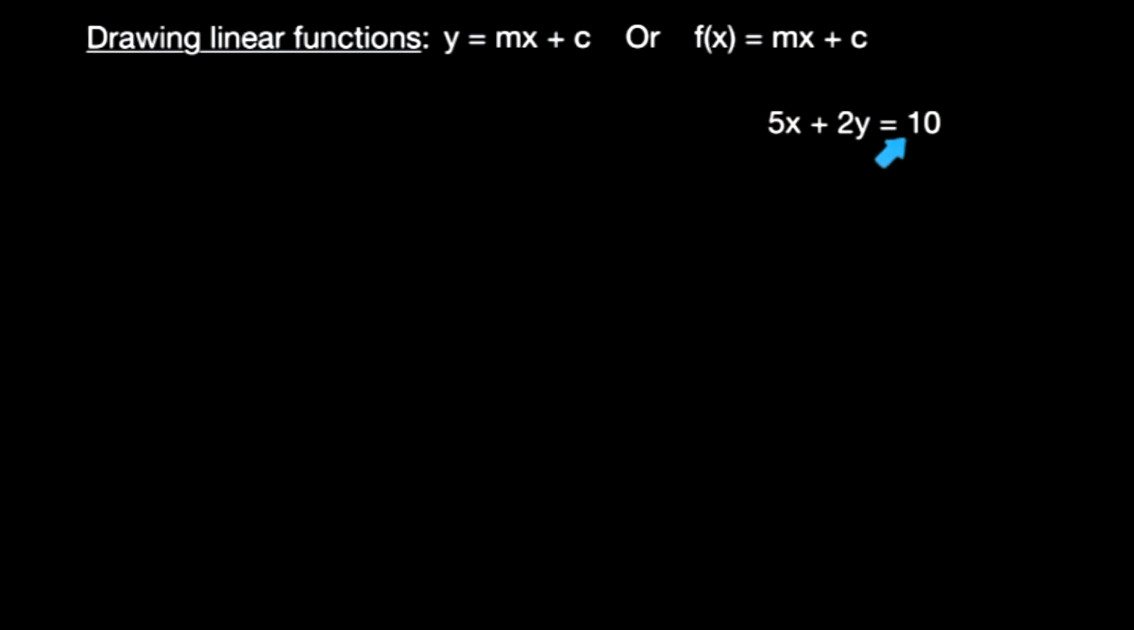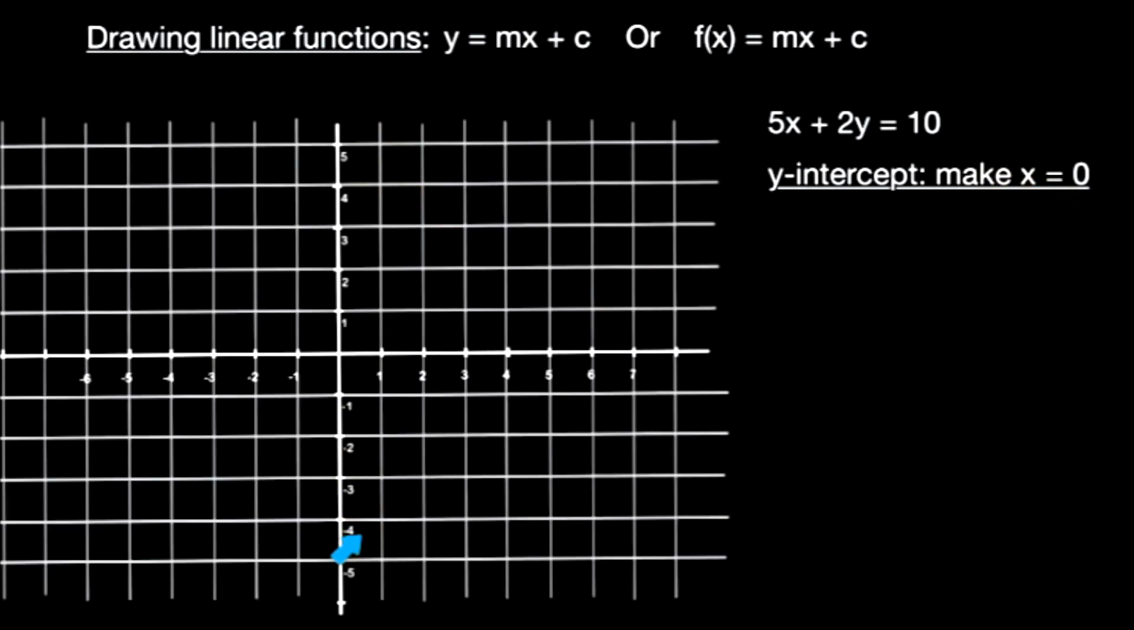So to draw it, we just need the y-intercept. And to get the y-intercept, we make our x equal to 0, because on the y-axis our x value is always 0. So in the place of this x, we're going to put a 0, and we've got 5 times 0 plus 2y equals 10. So 5 times 0 is 0, so we've got 2y equals 10, 10 divided by 2, and y equals 5. So our coordinates will be x, which is 0, and y, which is 5. And we will find that up here, and there is our dot.